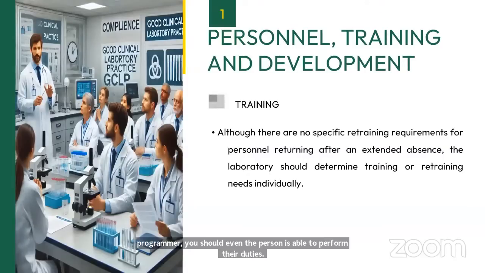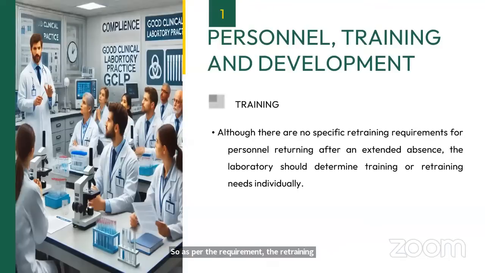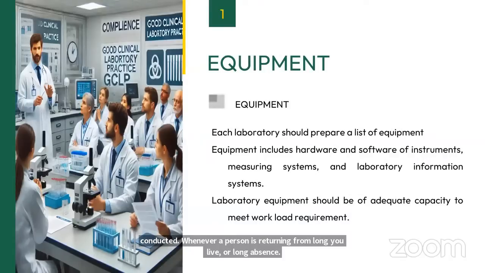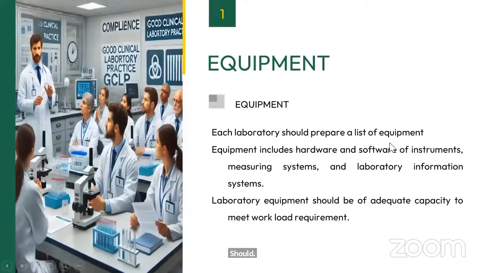So as per the requirement, the retraining can be conducted whenever a person is returning from long leave or long absence. Now coming to the next part of this session, which is the equipment. Each laboratory should prepare a list of equipment. So whatever different equipments are available in your laboratory, all the equipment, not only big analyzers and not only all the automated analyzers, whatever is available in your laboratory. So it is one of the policies in all the organizations. Whatever small equipments you have, pipettes, stirrers, centrifuges, all these things should be included as a part of your list of equipment.